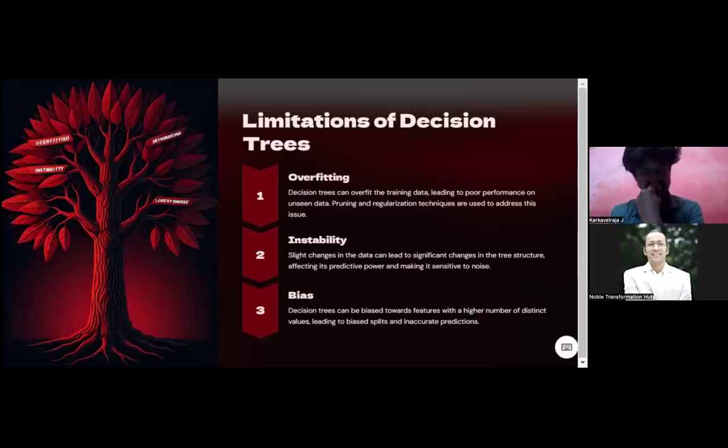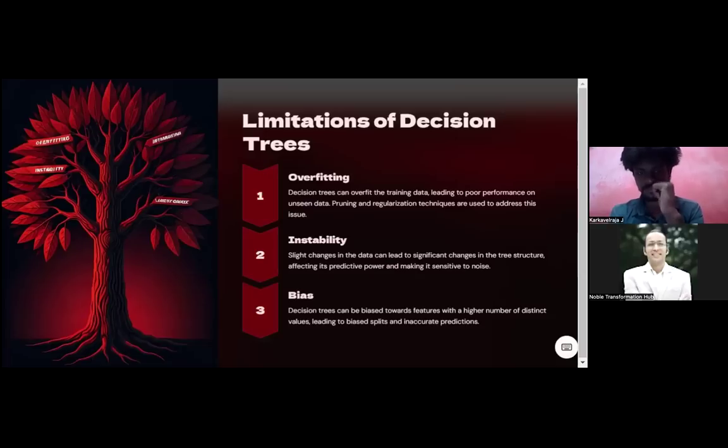Whenever you see overfitting, it's like when you eat too much: either you will be sick or you will not perform well. You will not be able to work, you will try to sleep or something, right? Similarly, the model will not learn, and it will perform poorly. So we have techniques like pruning and regularization to address this issue.